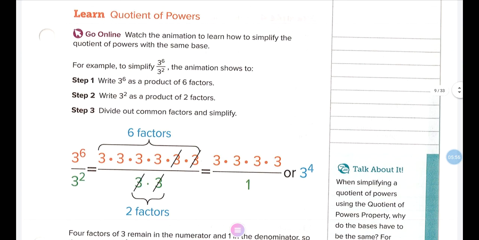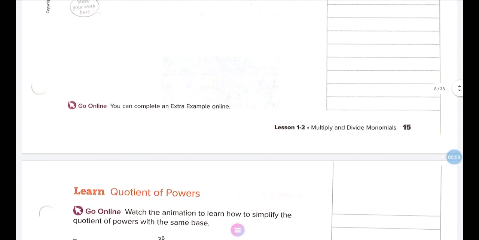Now, when we do quotient of powers, actually I'm going to stop this lesson here. I will do 2 videos, because I don't want this to be too big.